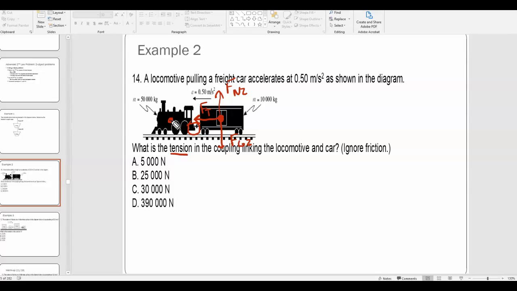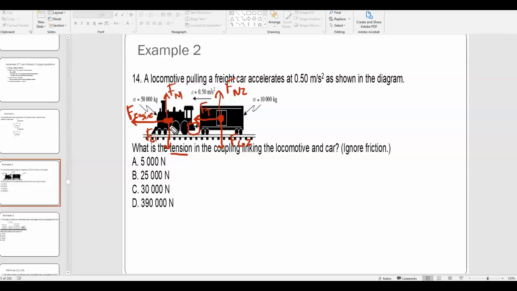Now, what does the FBD look like for the locomotive? Well, force of gravity going down. I'm going to call that FG1. Normal force, not the same normal force, so I call it FN1. There is very obviously a force from the engine making the locomotive accelerate. Now, does it say anything about an engine? No, but why else would the locomotive be accelerating? It's just common sense to understand that there has to be some force from the engine or the boiler or whatever you call it. Something is making the train accelerate.